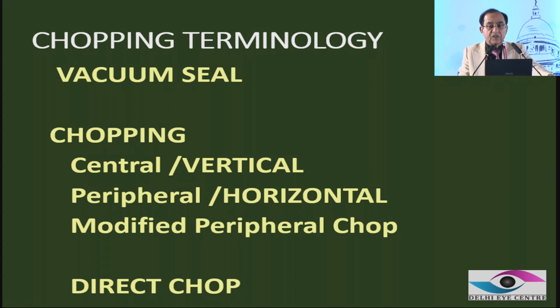Peripheral chop is much stronger as compared to the central chop, but at the same time a little more maneuvering is required. And then there is a modified peripheral chop. Instead of negotiating the chopper to the periphery of the nucleus, you pull the periphery of the nucleus out of the rhexis margin and start the chopping from the periphery. And then there is a direct chop. When you do not make any trench, just bury the nucleus with a high vacuum setting and start chopping.